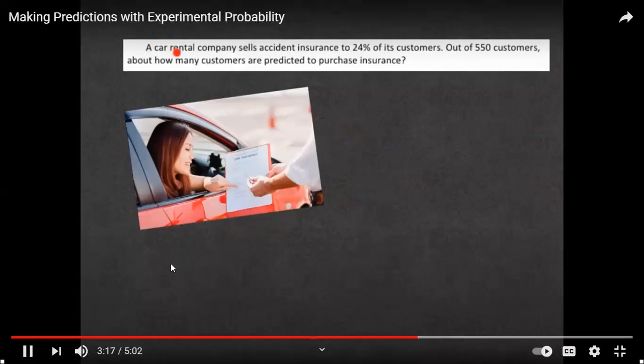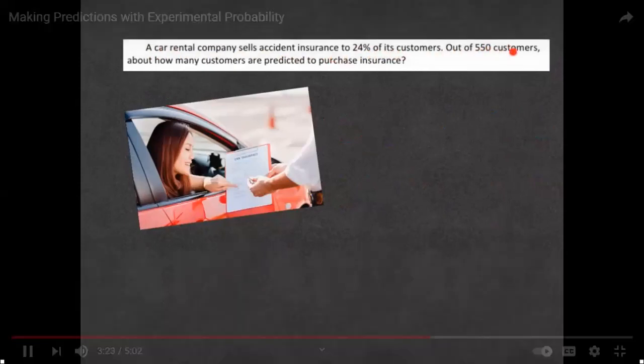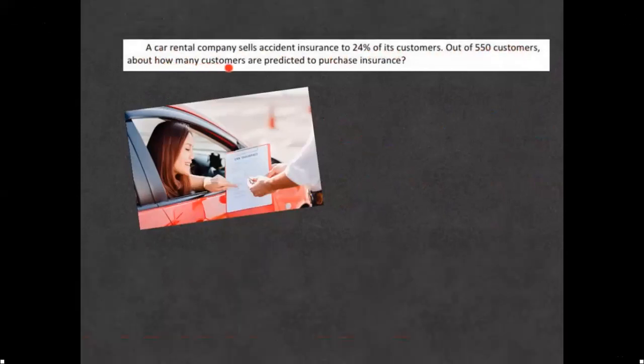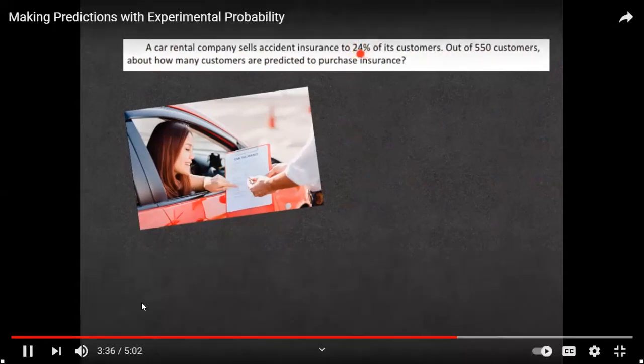Next example says, a car rental company sells accident insurance to 24% of its customers. Out of 550 customers, about how many customers are predicted to purchase insurance? Now, this question only gives us the percent. So instead of me setting up a fraction, I'm just going to do this the percent way. And then I'm waiting for your answer, grade 7.